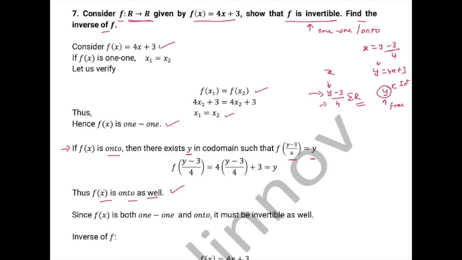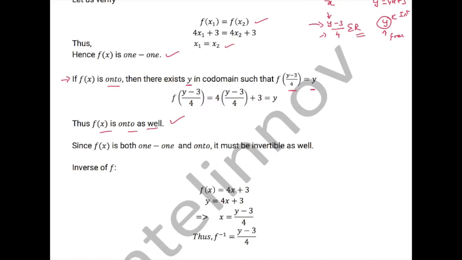So what is the inverse of f? It is f of x equal to 4x plus 3, y equal to 4x plus 3, x equal to (y minus 3) by 4, and f inverse equal to (y minus 3) by 4.